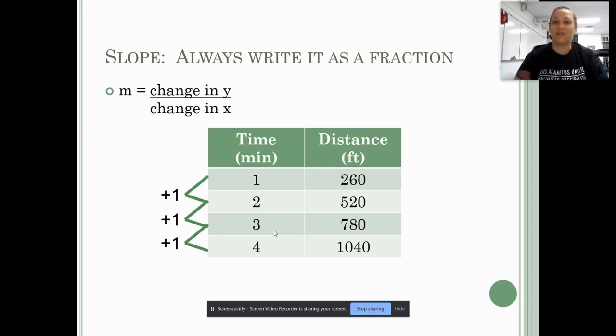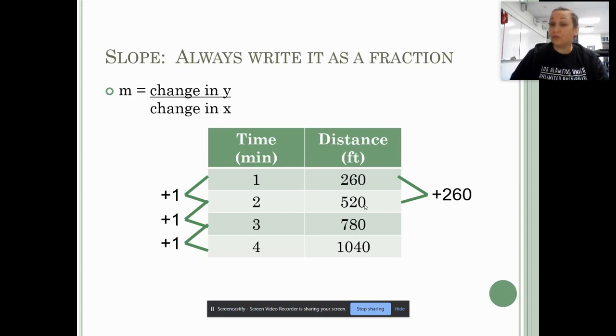Next, let's check for the change in the y, which would be the second column. Now, if you can't figure this out off the top of your head, what you can always do is just take the second number minus the first number. So in a calculator, you can do 520 minus 260, and that tells you that this is an increase of 260. So 260 plus 260 will give me 520.